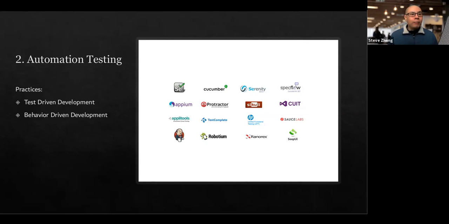And some of the platforms and some of the frameworks. No matter whether you use Java, Python, or .NET, you will get a framework to use in your code to match the TDD and the BDD platform. Then you can implement the BDD and the TDD. Okay, that is the automation testing.